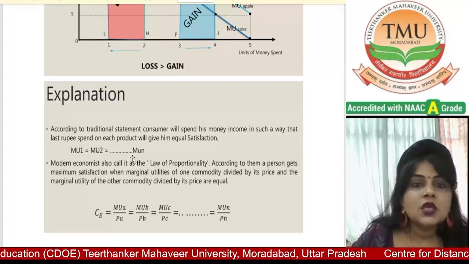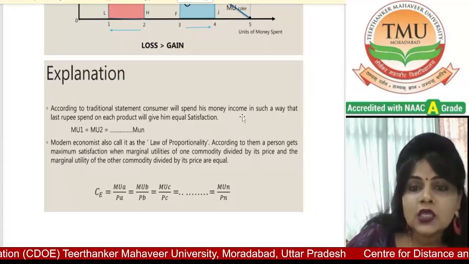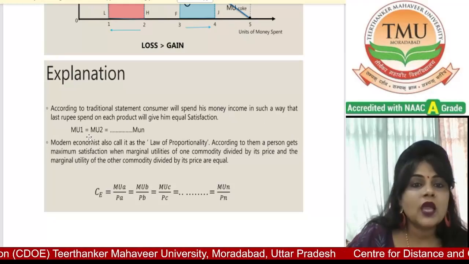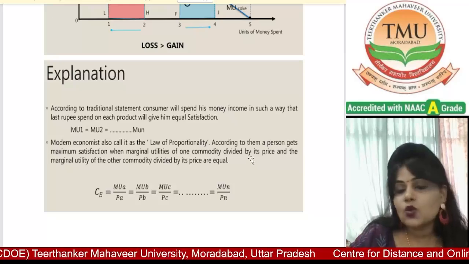Now the explanation. According to the traditional statement, the consumer will spend his money income in such a way that the last dollar spent on each product will give him equal satisfaction.